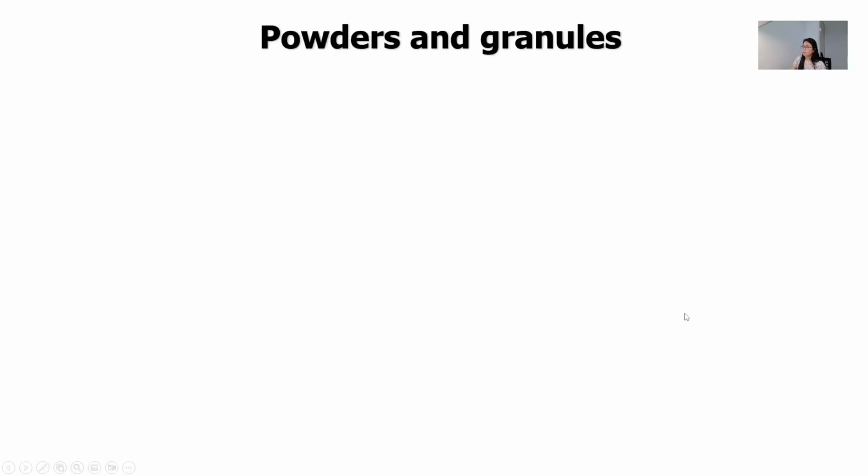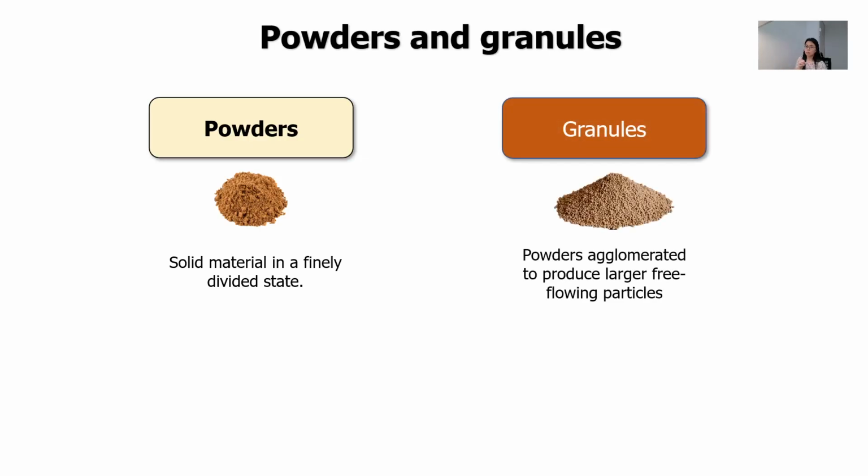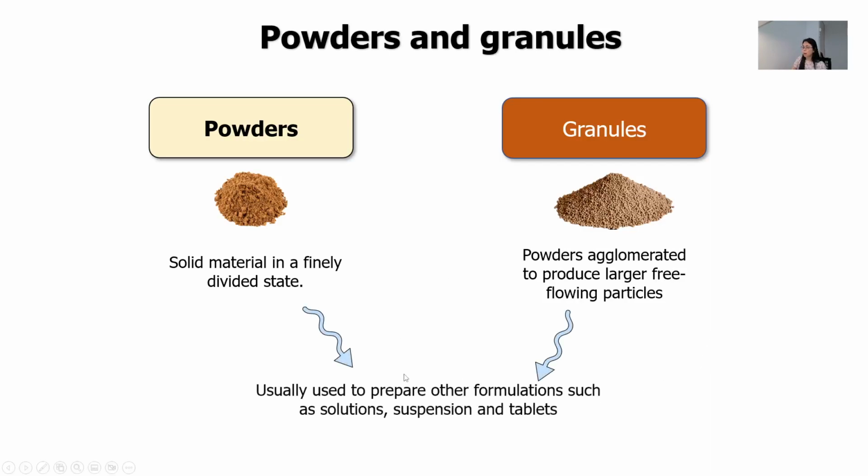Another type of solid dosage form is powders and granules. As you can see in the picture here, powders are basically solid material in a finely divided state, while granules come in a bigger size. It is not that common to dispense powders or granules directly to patients anymore. Not common doesn't mean that we don't have them at all. We do have, but it's not that common.